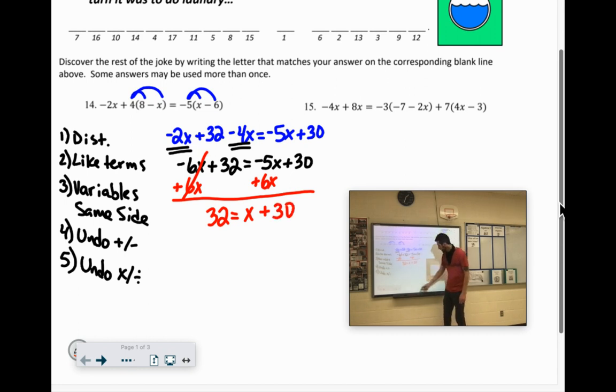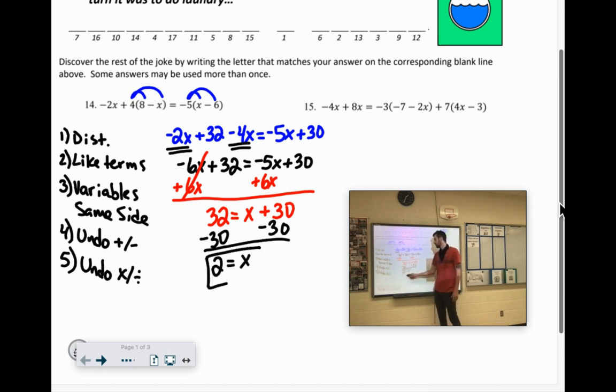Step 4, undo addition and subtraction. I see plus 30, so let's go ahead and subtract 30. 32 minus 30 is 2. 2 equals x. We did not have to do step 5 there. Step 5 would have been if it was like 2 equals 4x, then we would have divided by 4 at the end. Okay, so let's try number 15.